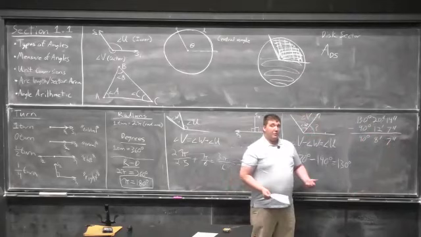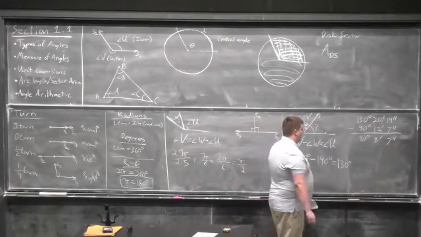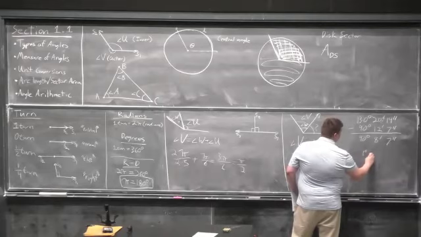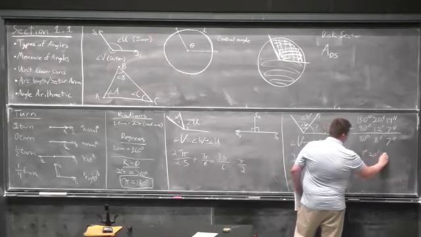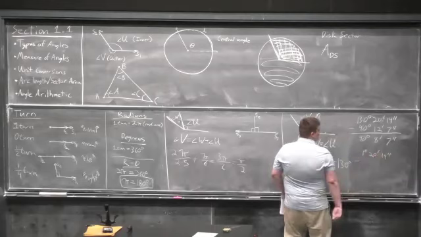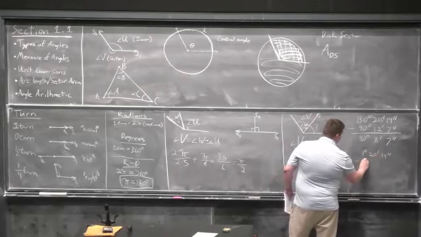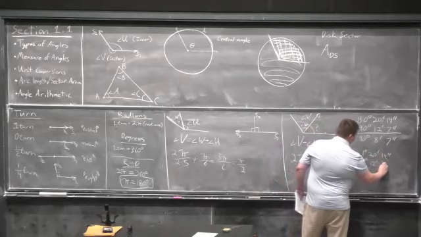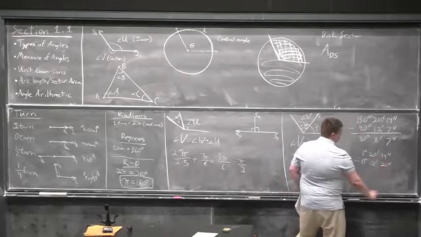Some of you may be wondering, what if I had something like this? 1 degree, and let's do 20 minutes and 14 seconds again. And I'm going to subtract 0 degrees, 12 minutes, and 20 seconds.